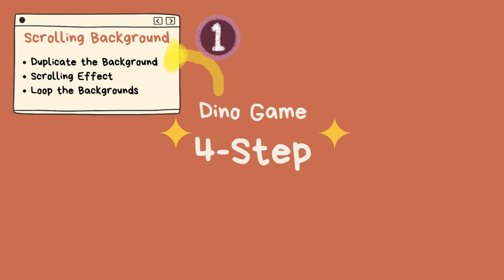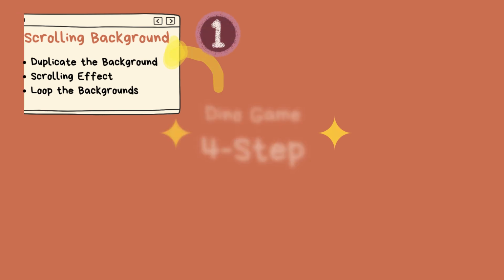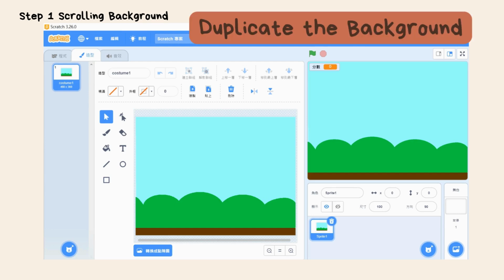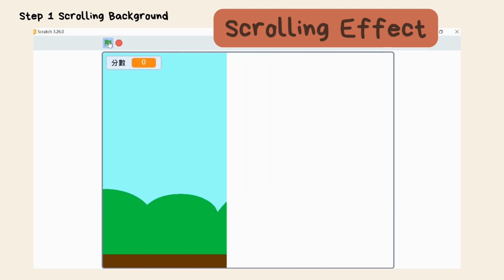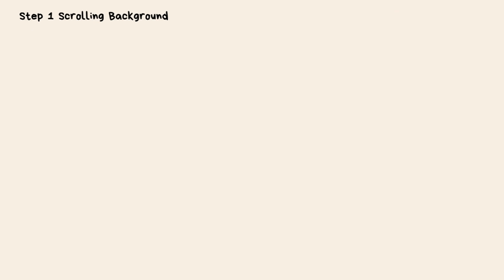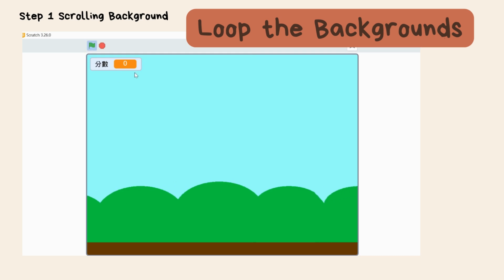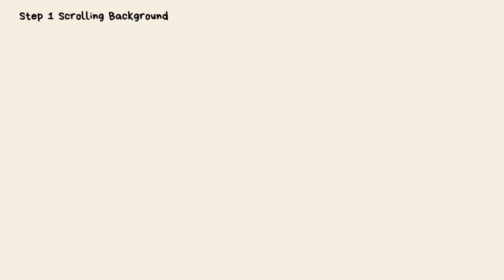Step 1. Scrolling background. Duplicate the background. Create 2 identical background images to create a seamless scrolling effect. Scrolling effect. Move the backgrounds from right to left to simulate movement. Loop the backgrounds. Continuously cycle the backgrounds so that the scene appears endless.